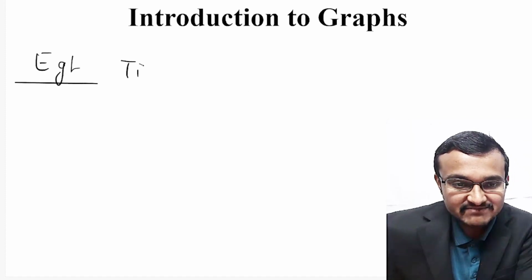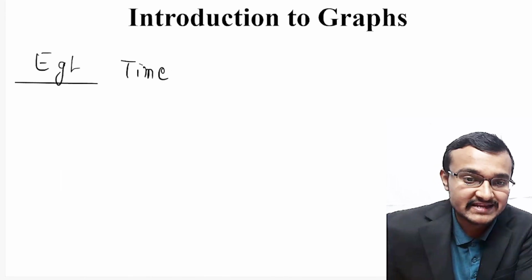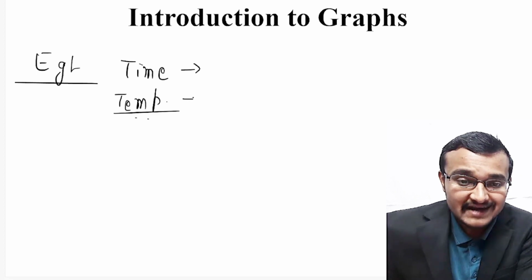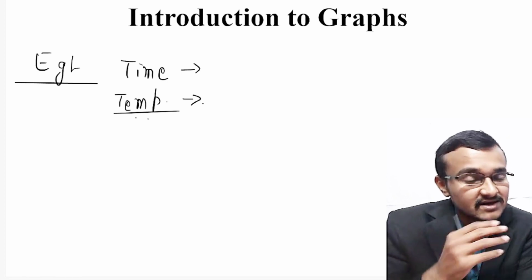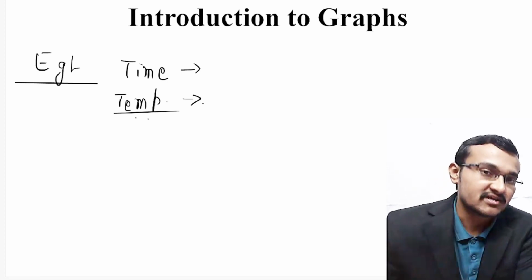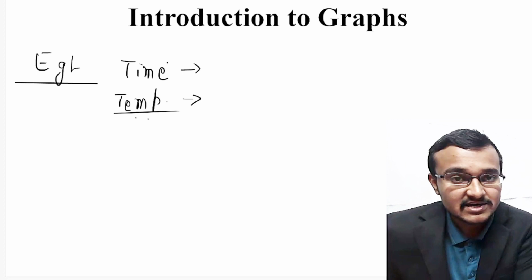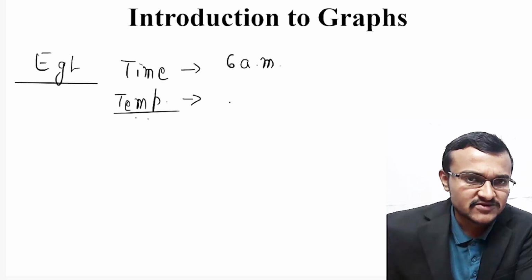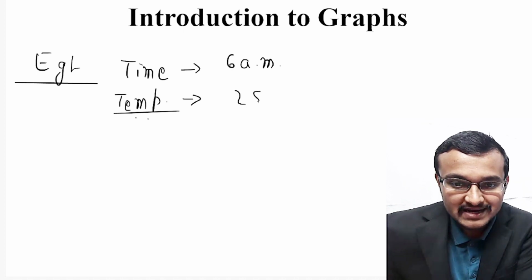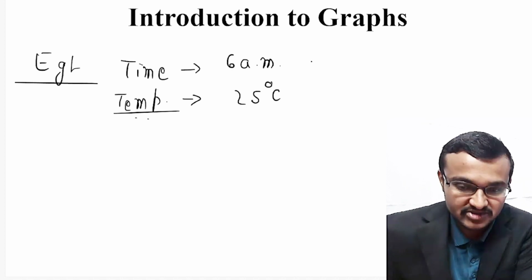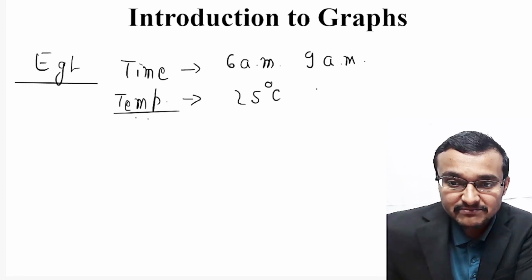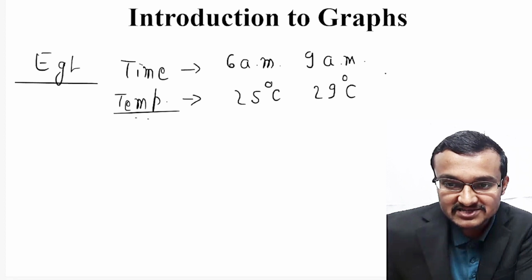So let's take time as one particular variable which is independent and temperature as the other variable which is dependent. So now at different times in a day, how temperature varies, that we should go on looking at. In the morning at 6 a.m., the temperature will be a little bit lesser. So let's say 25 degrees Celsius is the temperature. At 9 a.m. in the morning the temperature will be raised to 29 degrees Celsius.